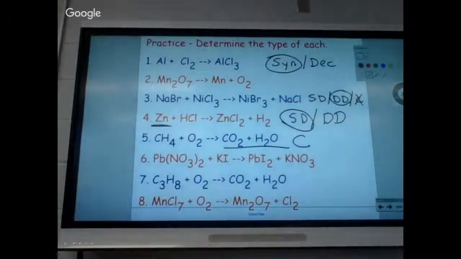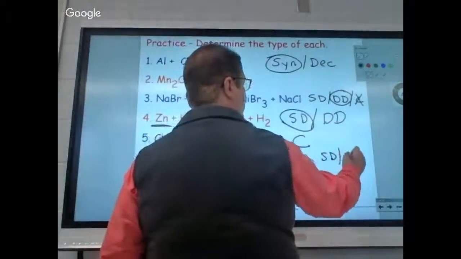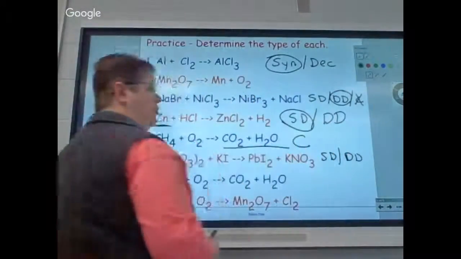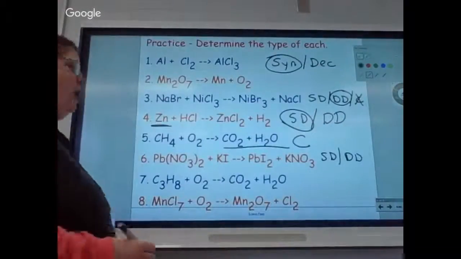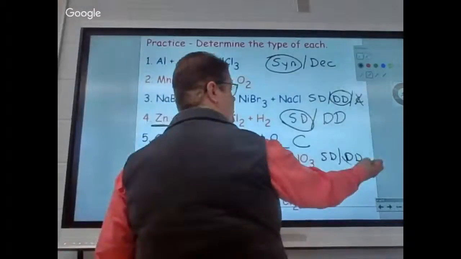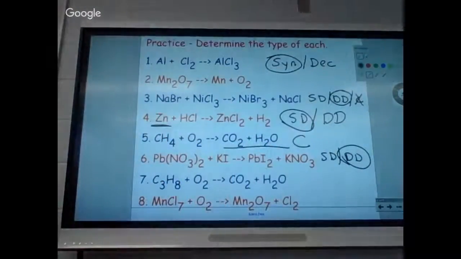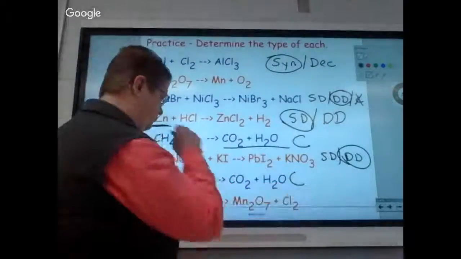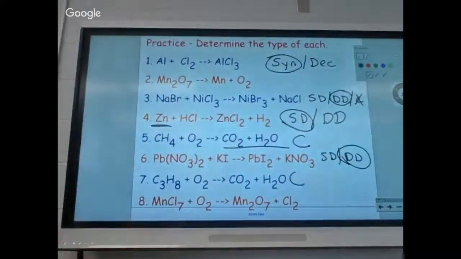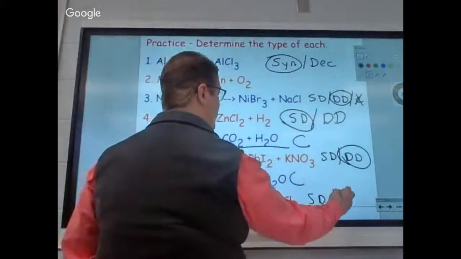Number 6 has 2 plus signs. So if it has 2 plus signs, it's either single, double, or combustion. But do you see CO2 plus water? No. So what can you tell me all 4 of these things are? They're all compounds, so it has to be double. All right, what about number 7? It's combustion again. How many plus signs in number 8? 2, so it's either single displacement or double displacement.